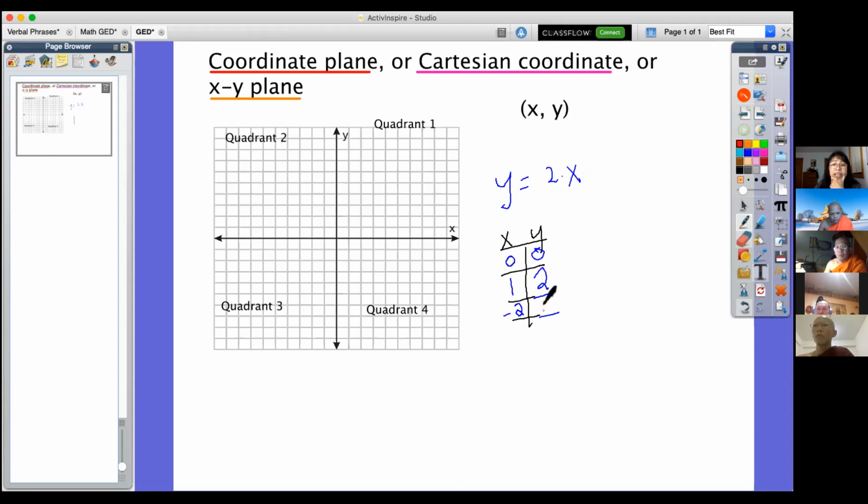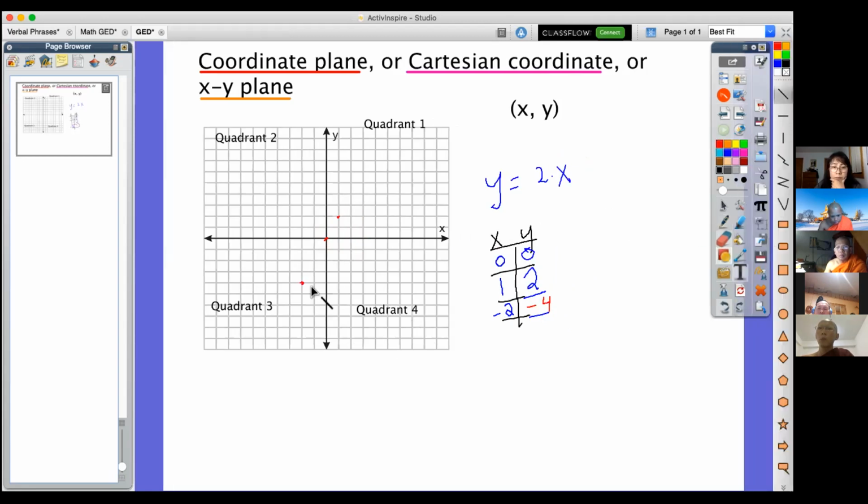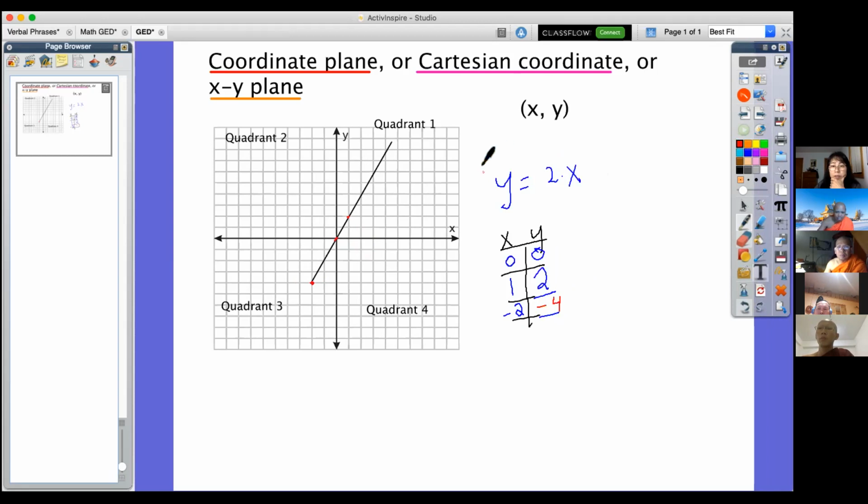4. -4, because you're dealing with a negative number. -2 times 2 is -4. If I were to graph that, so this is 0, and this is 1 and 2. Okay, and this is -2, -4. Okay, and I draw a line. So this is my line. It's easy. So this is the line of this. Oh, see my line? I got it. Yeah. Okay, so let's go back to here.